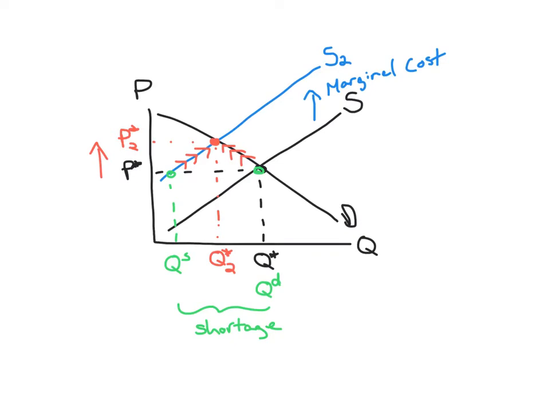So the overall effect here is that after the cotton crop is destroyed, or damaged rather, the quantity of sweatshirts bought and sold will be lower and they will be more expensive per sweatshirt.